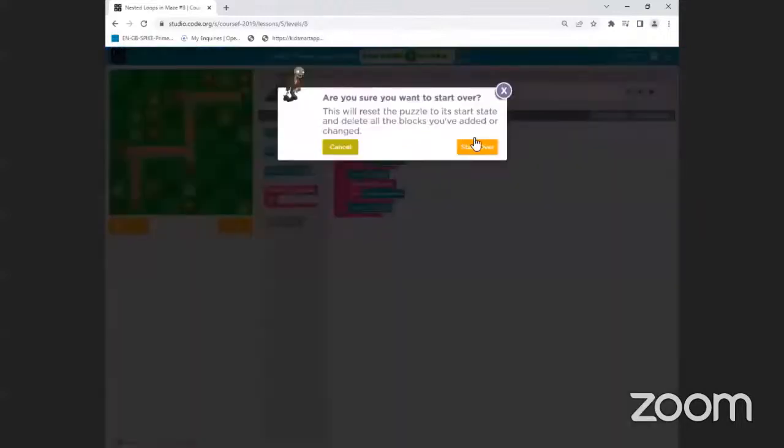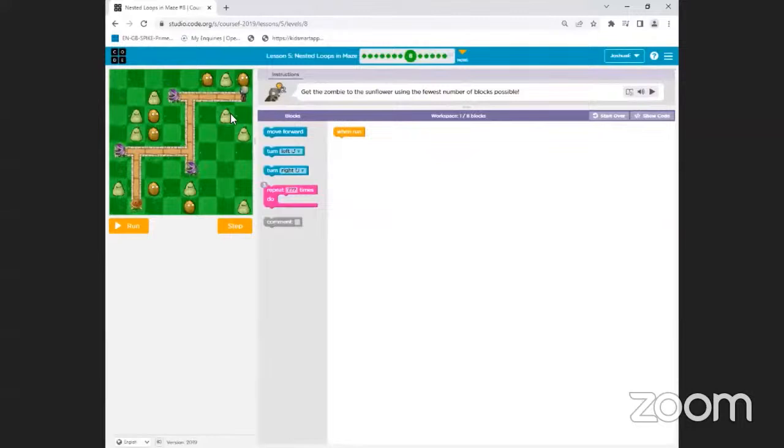Get the zombie to the sunflower using the fewest blocks possible. So it should then go 1, 2, 3, 1, 2, 3, 1, 2, 3, 1, 2, 3. So there's only a limited amount of repeat blocks, which tells us that we'll need to use them. So it's going to be repeat 4 times, I'm pretty sure. So if we do, actually I think it's 2 times. And we're supposed to use all of them most of the time.